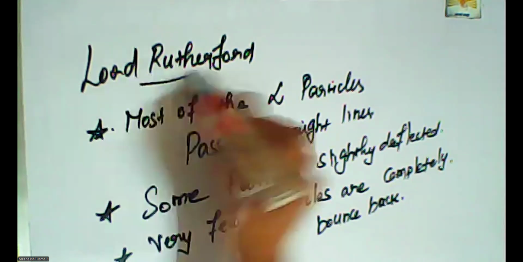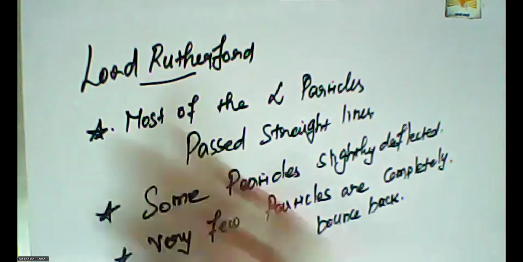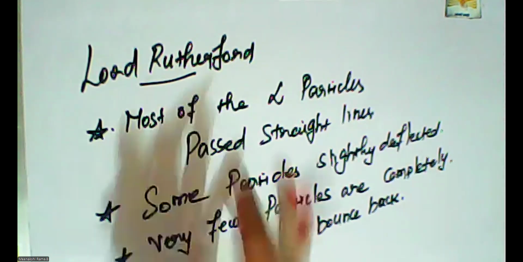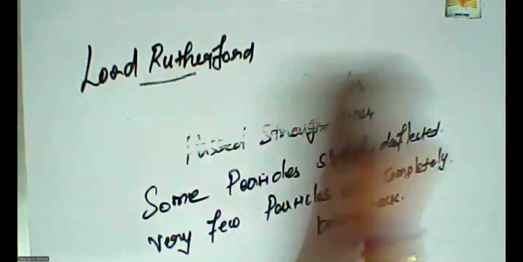So Rutherford, the scientist from New Zealand, did one experiment with the help of the gold foil; the alpha particles are sent through the gold foil. He observed the details. Most of the alpha particles pass straight through the foil, some are slightly deflected, and very few are completely bounced back. These are all the conclusions of his experiment. Did you understand? Is that clear?